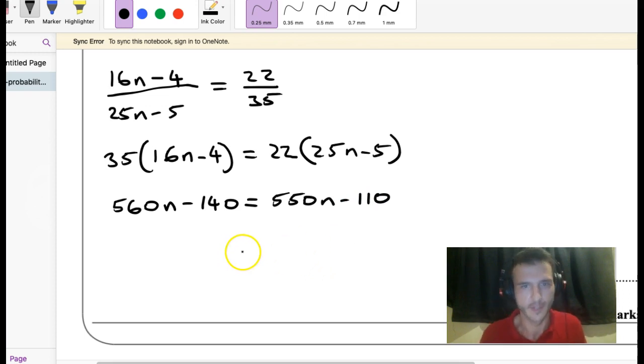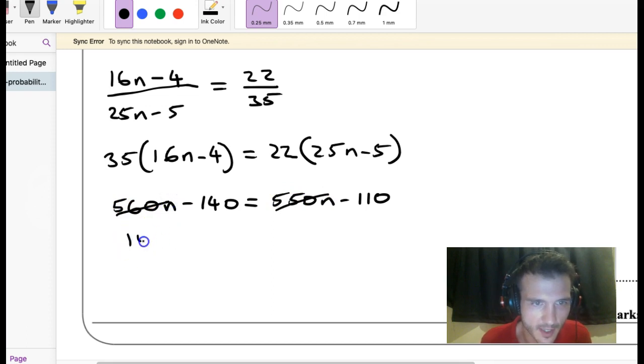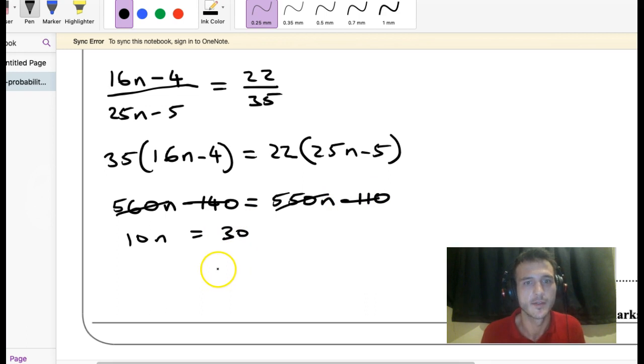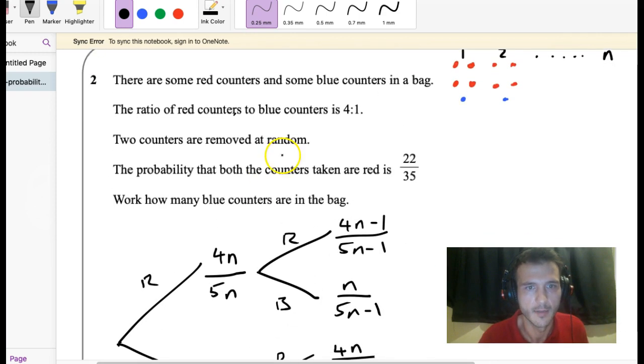Okay, now we want to clean it up. If we take 550n from both sides, it cancels here, and this will turn into 10n. We can add 140 to both sides, so it cancels here, and this becomes positive 30. So 10n equals 30. To get n on its own, we'll divide everything by 10. So n equals 3.